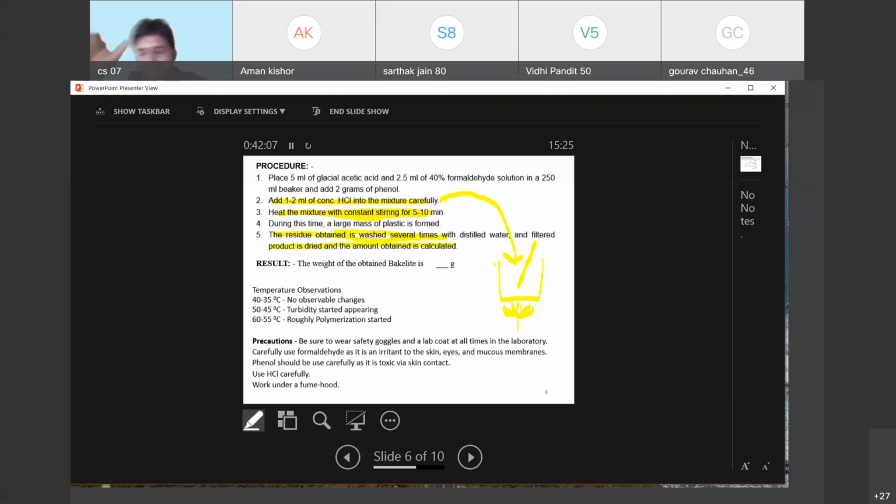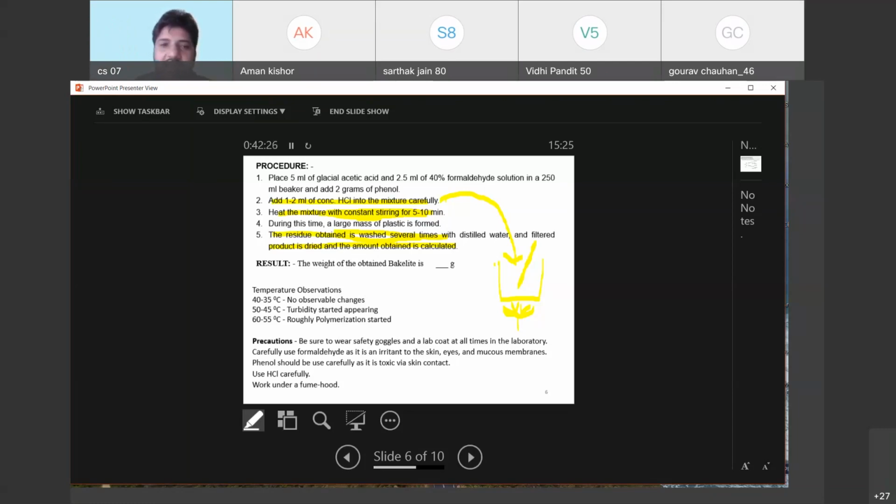Okay, synthesis is very simple. You have to take glycolic acid, formaldehyde, and phenol in the beaker. Then you have to add HCl in the beaker. You have to heat for 5 to 10 minutes. You will see the formation of a solid material inside the beaker.